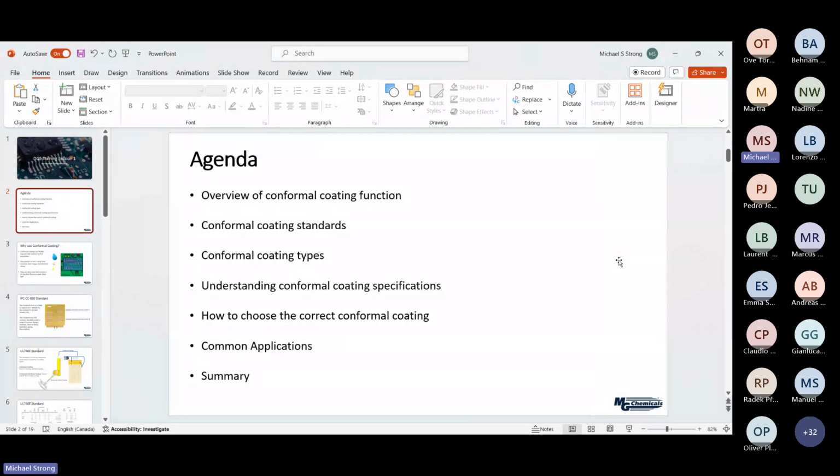From there, we'll look at how to choose the correct conformal coating, and that's based on some basic inputs and criteria on how you can go about selecting. So normally, if you're having a good dialogue with your customer, you should be able to condense it down to maybe 1 or 2 viable options. And then from there, they can do their own internal testing validation to see if that conformal coating will work. Finally, to wrap things up, I'm going to look at some common applications and then just a quick summary.